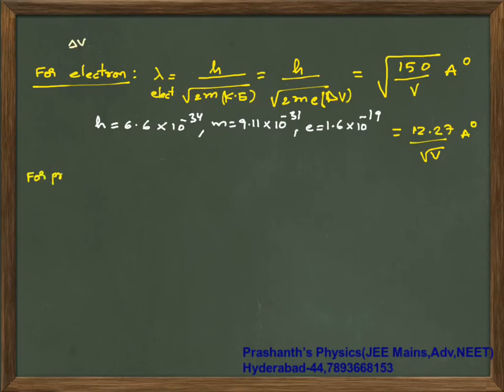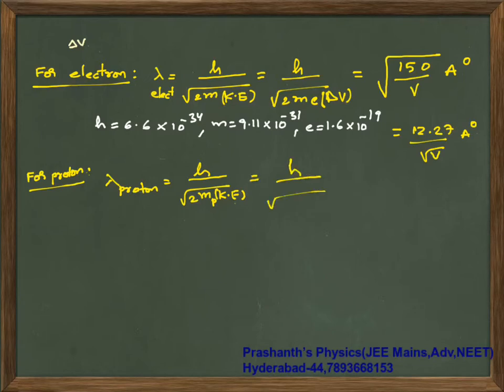Next, for proton, do the same calculation. Lambda proton is equal to h by under root 2 times mass of proton into kinetic energy, which is equal to h by under root 2 into mass of proton into E times V, since the charge of proton is plus E. Substitute everything and you will get 0.286 by root V Angstroms. For protons, this is the de Broglie wavelength when accelerated by a potential difference of V.